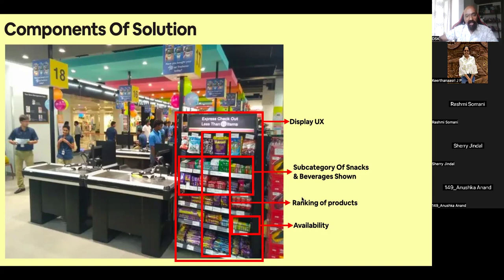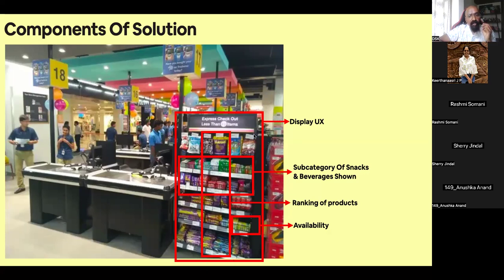So if you look at this, a checkout store's snack and beverages counter has a display element which says, hey, there are snacks and beverages here. Within that, so this is the entire display unit. So that therefore becomes a component for you. Within that, if you notice, there are subcategories. There are candies, there are mints, there are chocolates, etc. So therefore, that is another component. Okay, what are the subcategories that needs to be shown? If you notice, then within this in itself, there is a rank.